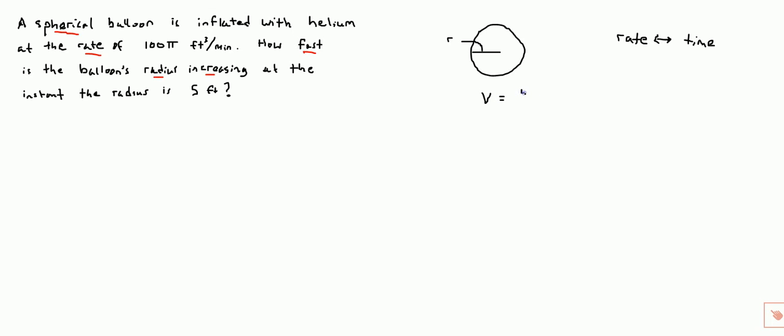The volume of a sphere is 4/3 pi times the radius cubed. And so what do we need to do here? We need to get an expression for the rate of change of the balloon's radius. So we need to differentiate with respect to time, right? We need to get a dr dt. So first I'm going to write this as a function of time.